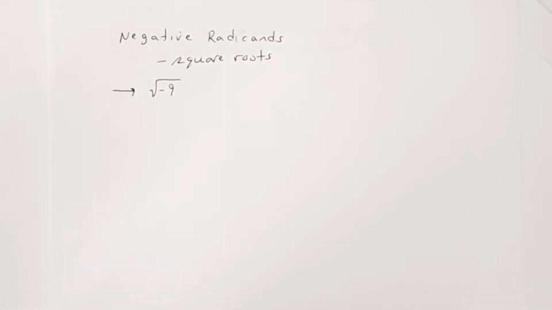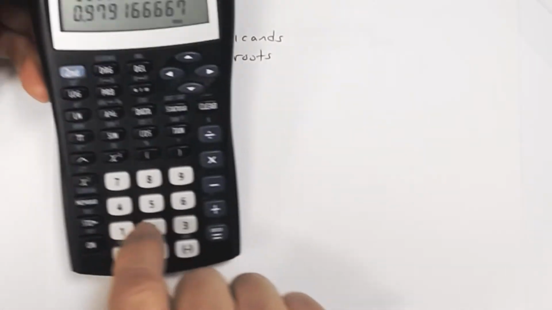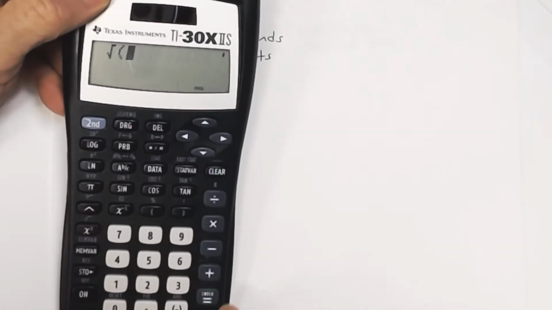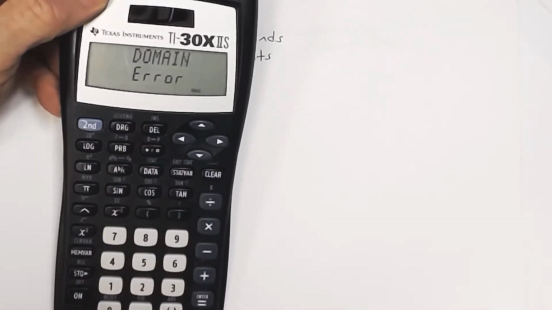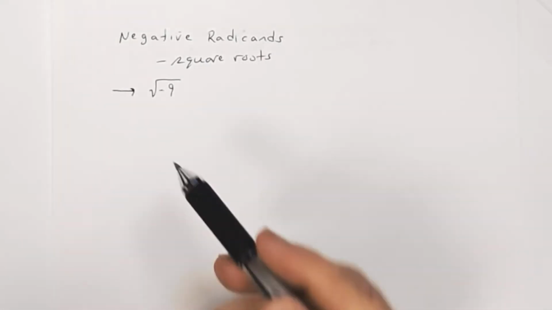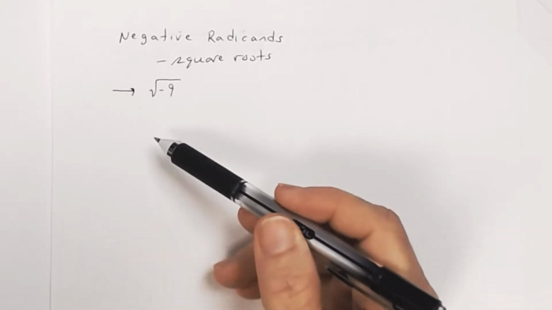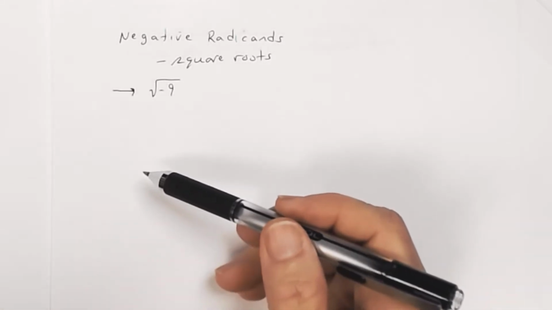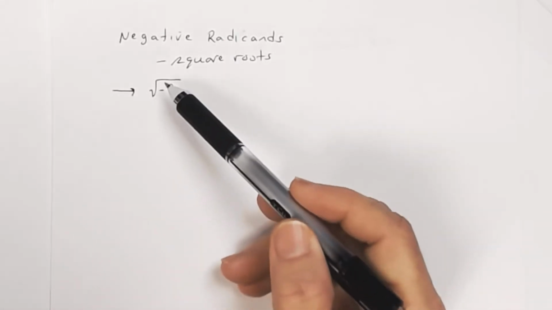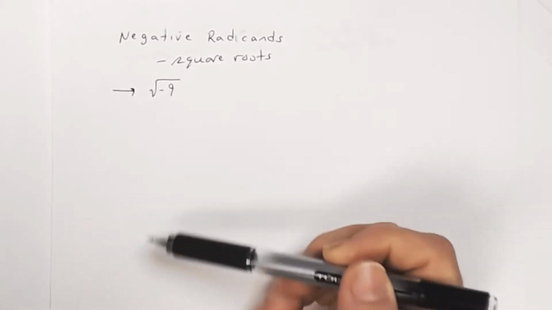Now, I just want to remind you that when I take the square root of a negative 9 on the calculator, you'll notice that you get a domain error. Remember, the square root of a negative number is not a real number. And so that's where we started talking about the idea of imaginary numbers in previous lessons. In all of our problems, we're going to be looking at radicals in which the radicand is negative.